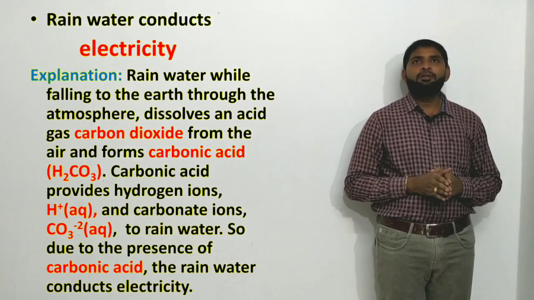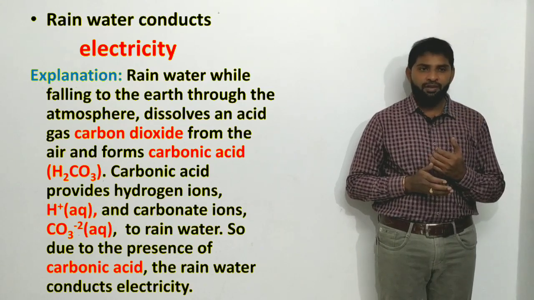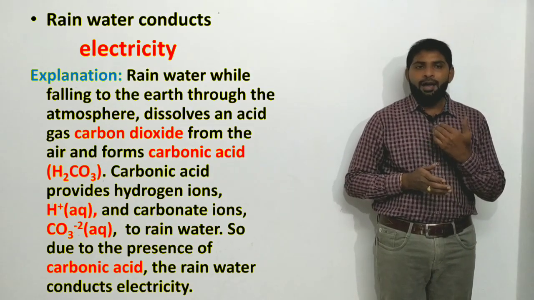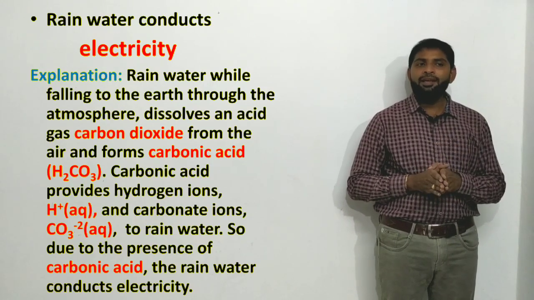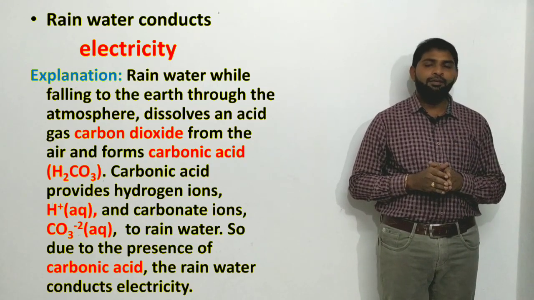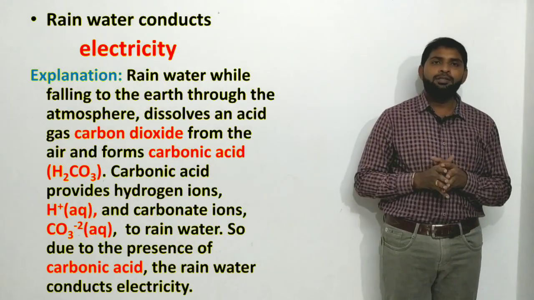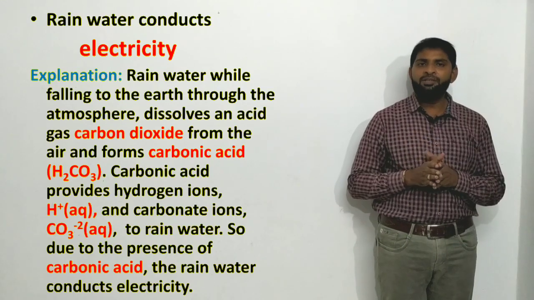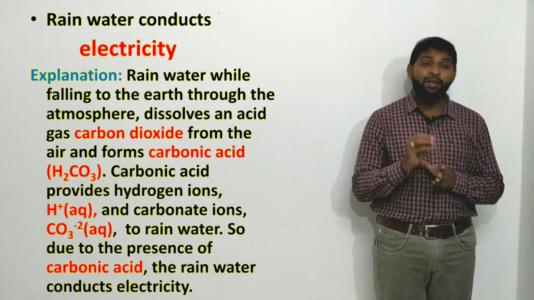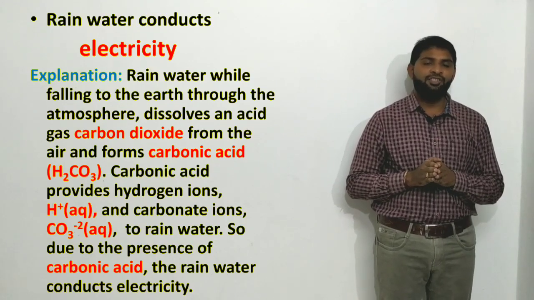Rainwater, while falling to the earth through the atmosphere, dissolves the acidic gas carbon dioxide from the air and forms carbonic acid. This carbonic acid provides hydrogen ions and carbonate ions. So due to the presence of these ions, the carbonic acid in rainwater conducts electricity.